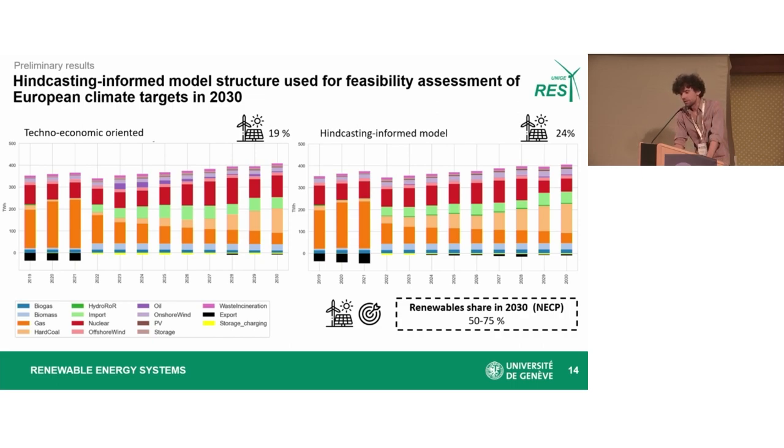Basically, what you can see is that when we integrate the hindcasting informed model, the projection of renewables changes in 2030, increasing the annual generation. And when we compare the different shares of annual generation, it changed when we use our hindcasting model. So it's important to include societal factors if we want to do a feasibility assessment of future targets.